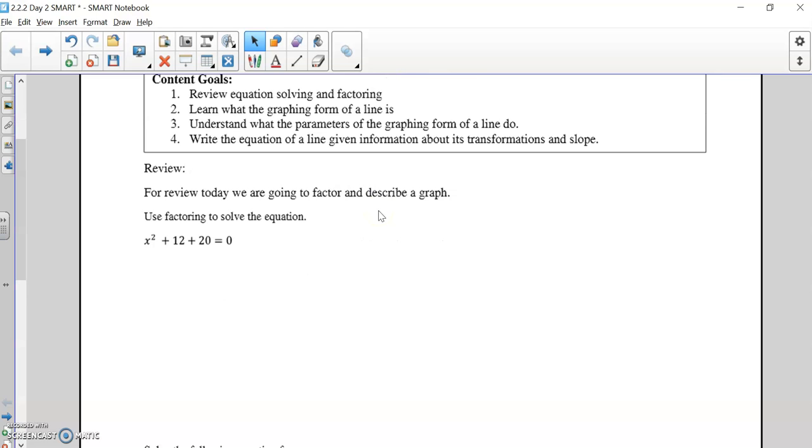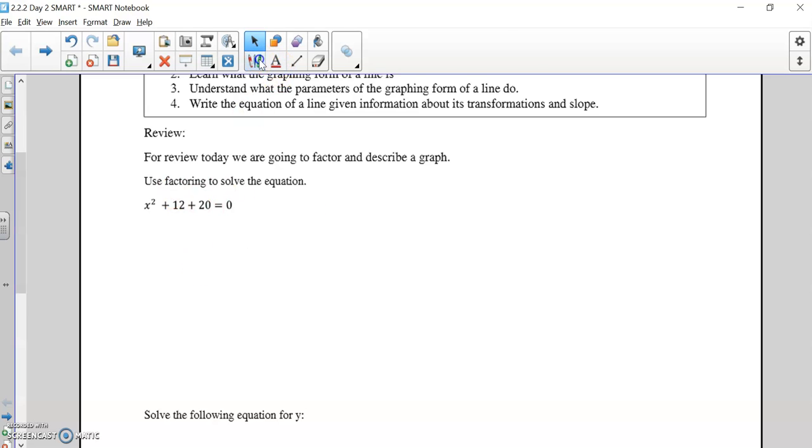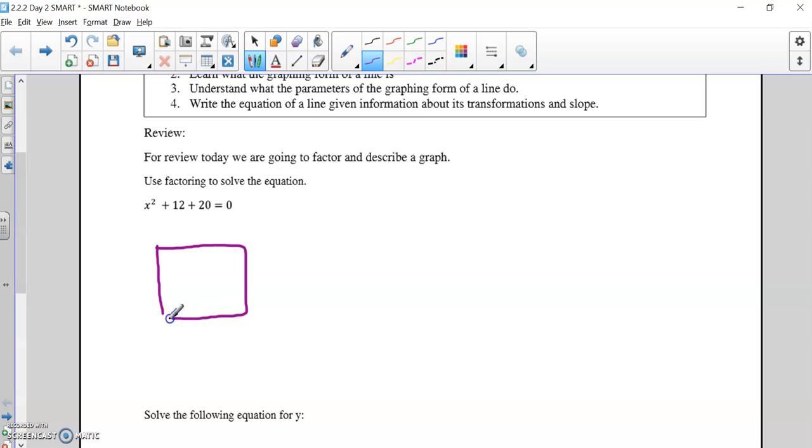Alright, so the first thing we're going to review is using factoring to solve an equation, a quadratic equation to be specific. So this is where we will do that box and diamond method. Once you have your box, I'll draw my diamond too. Remember, you take the first term and you put it in the top left corner, and then you take your third term and you put it in the bottom right corner. Now we can go ahead and switch to the diamond.